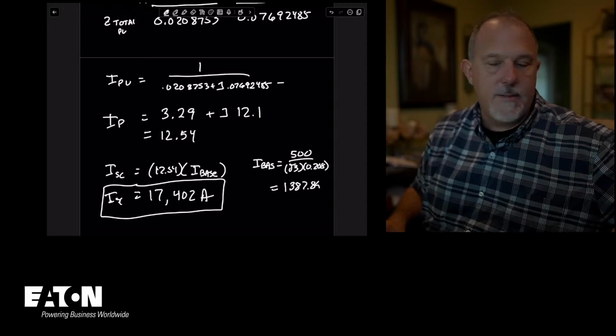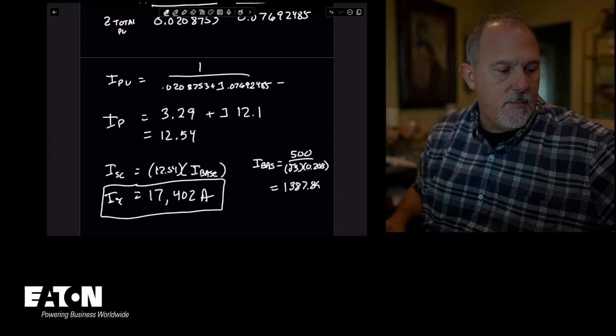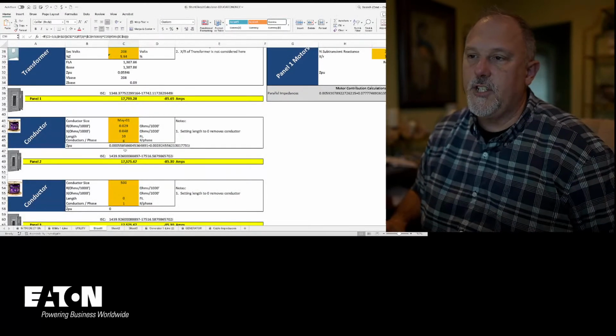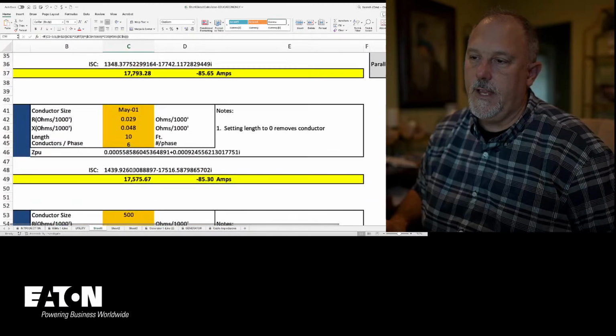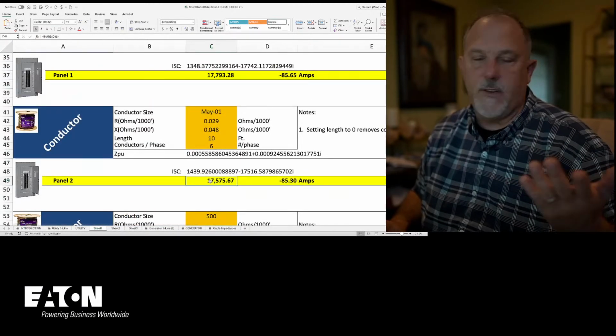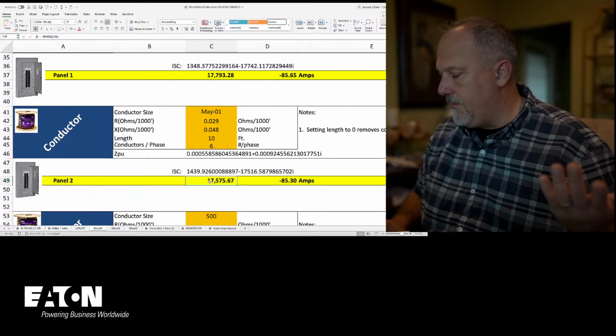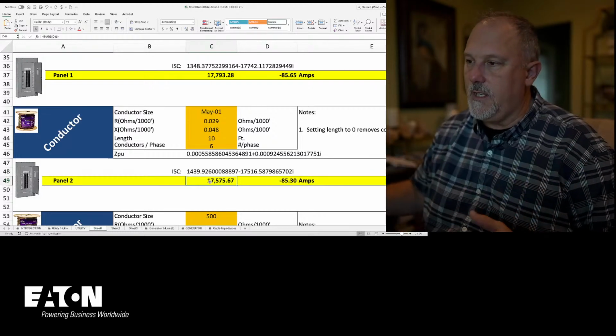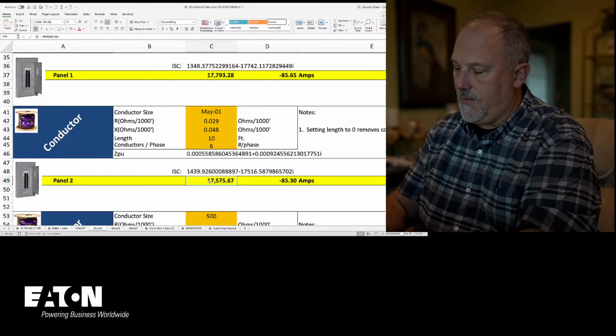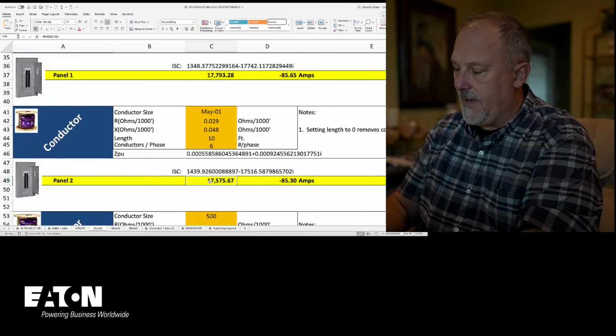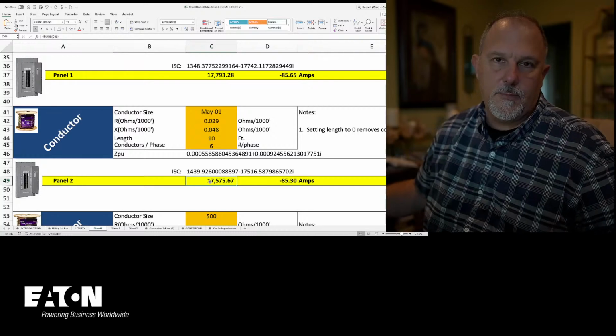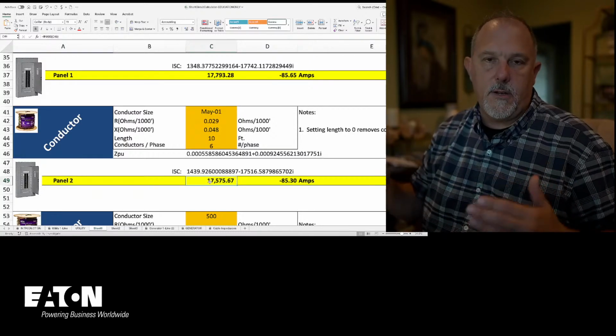17,402 amps. And I'll tell you, based upon my spreadsheet, I have 17,575. So the difference is, if I do 17,575.67 minus, I'm 173 amps different, and that's probably because of rounding errors.